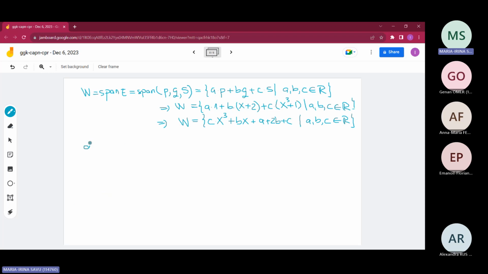And what's the dimension of it? It's 4. Because we have a polynomial from R3. Actually, you have a polynomial which is generated by P, Q, and S. Oh, so the dimension is 3. Yes, the dimension is 3 because P, Q, and S is a generating system for W.